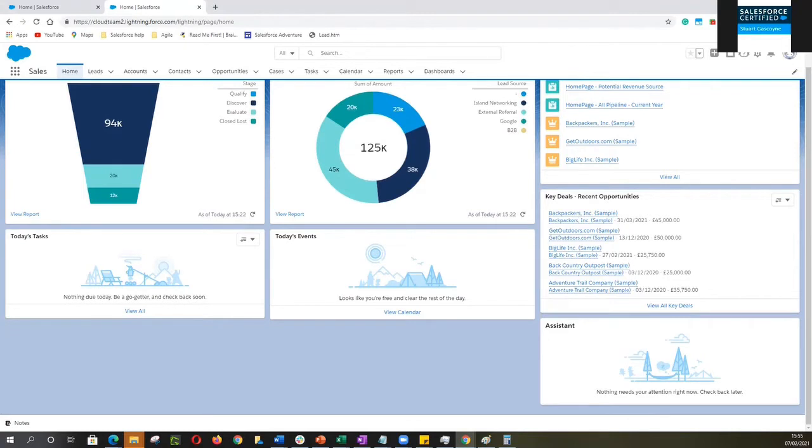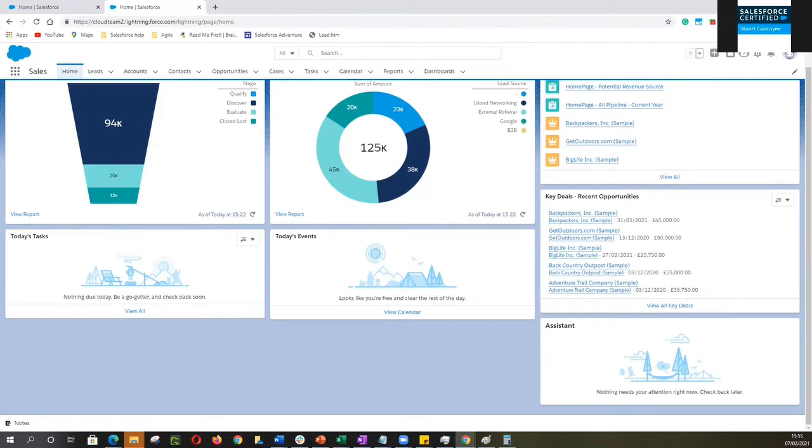On conversion, the company information goes to the account record. The information about them as an individual goes into the contact record, and the information about products or services that they're interested in goes into the opportunity record. And it is the opportunity record that we use for managing the sales process.